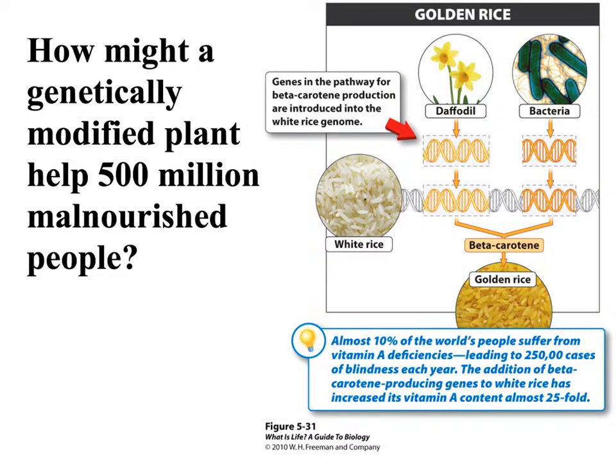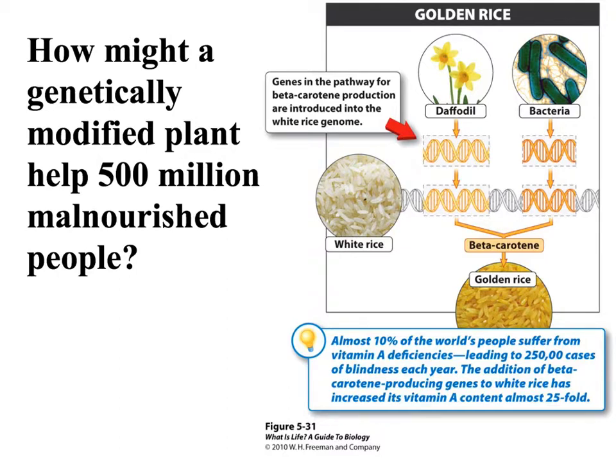Your book poses this question: how might a genetically modified plant help 500 million malnourished people? The answer has to do with vitamin A deficiencies. Without vitamin A, we see blindness, first in night vision, and then complete blindness if the deficiency is too extreme.